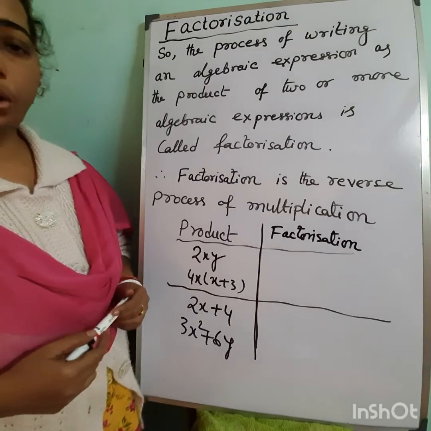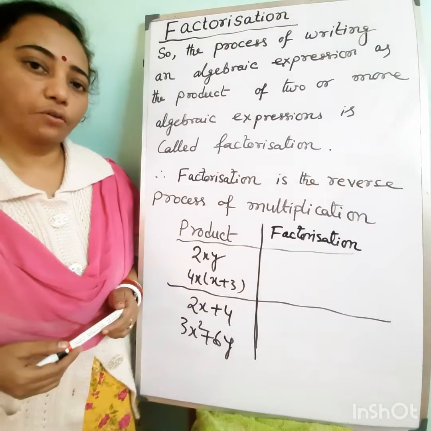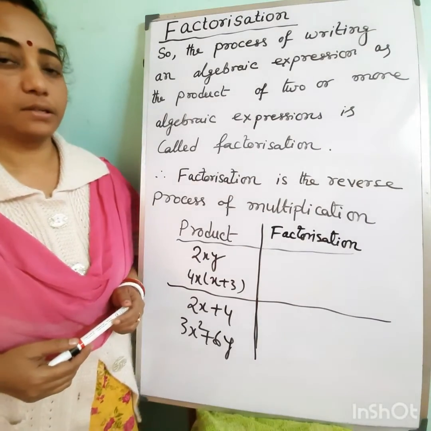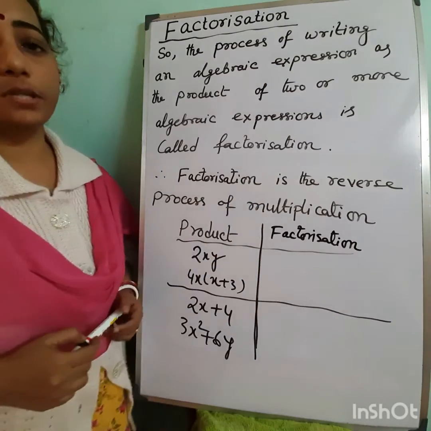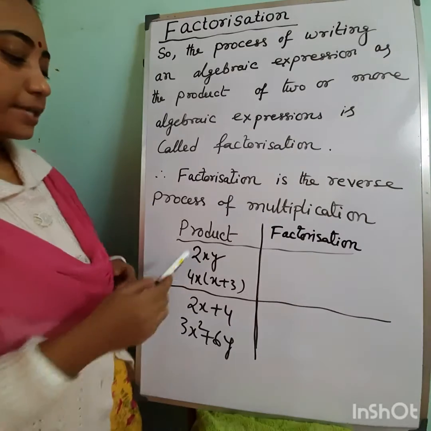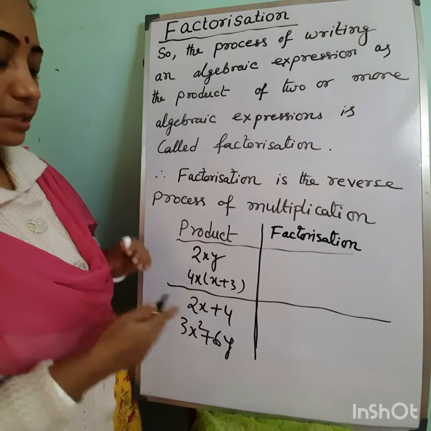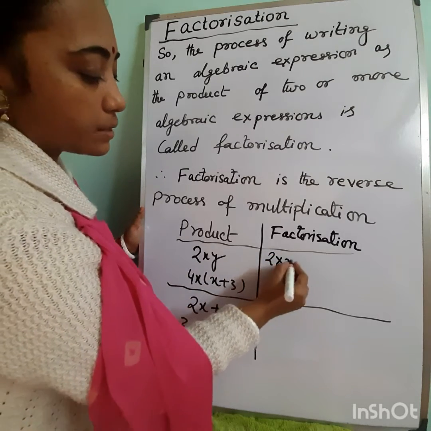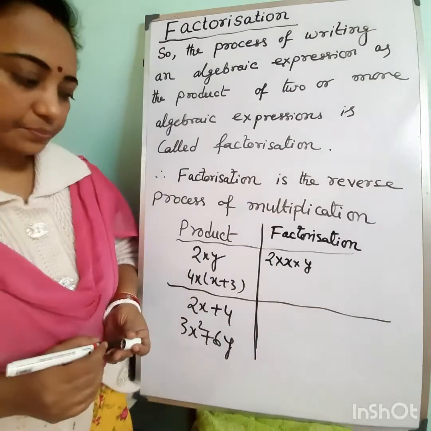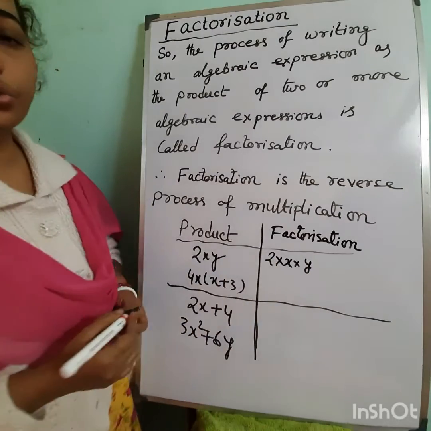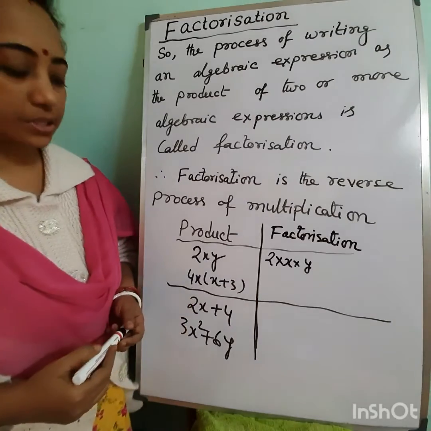Or in other words, the process of writing an algebraic expression as a product of its irreducible factors is called factorization. So factorization is the reverse process of multiplication. For example, here the product 2xy is written as 2 multiplied by x multiplied by y. So 2, x and y are the factors of 2xy, and these are the irreducible factors. So 2xy can be easily written as the product of its factors.